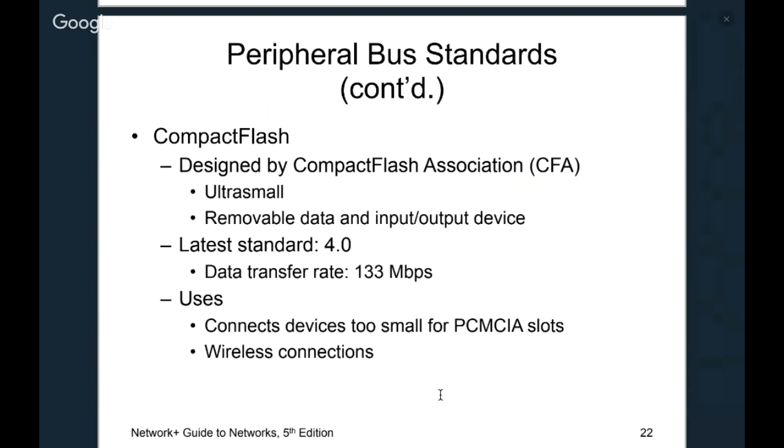Very small, pretty good transfer rate, connected to devices that were too small for PCMCIA slots. Like I can remember, Apple Newton was a popular one that used it. An IBM Slate tablet when they first came out that was like 20 pounds or something. It's crazy, but it was a tablet. So think of today's tablets compared to what you guys have today.